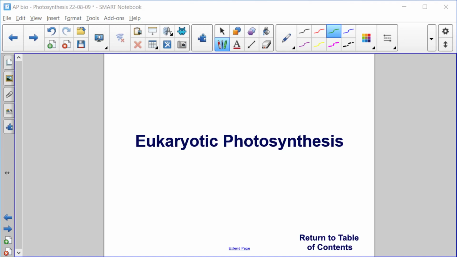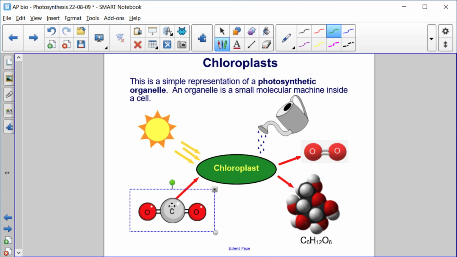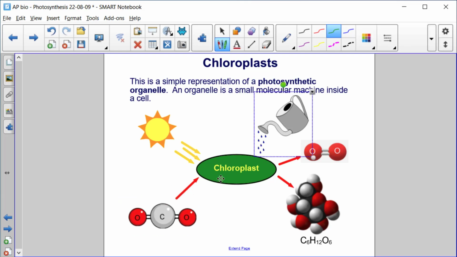In this last section, we're going to discuss eukaryotic photosynthesis. This is a simple representation of a photosynthetic organelle, the chloroplast. An organelle is a small molecular machine inside a cell. So what are we putting in? We're putting in sunlight, carbon dioxide, and water, and we're getting out glucose and oxygen.